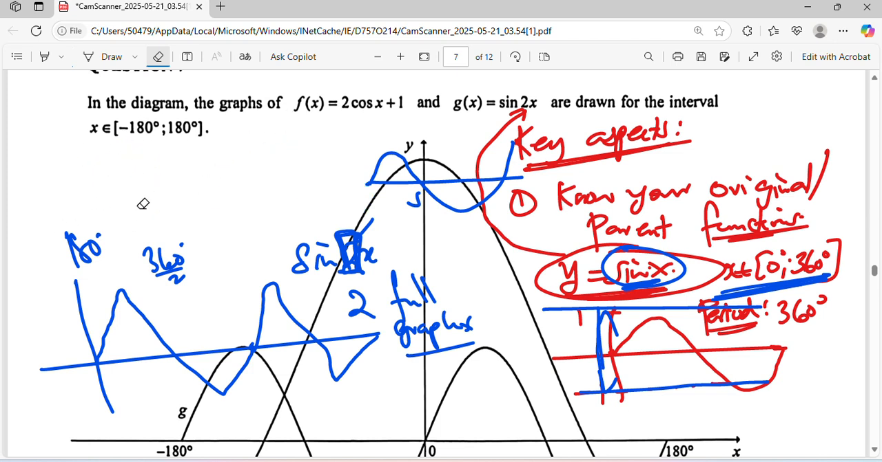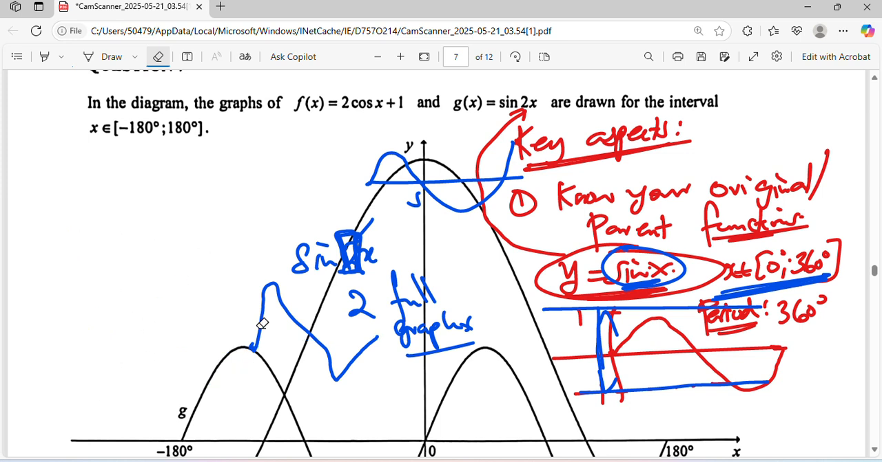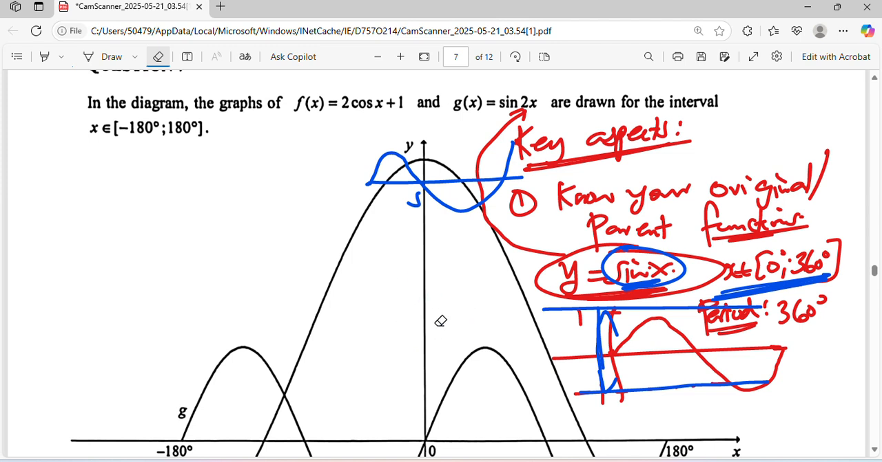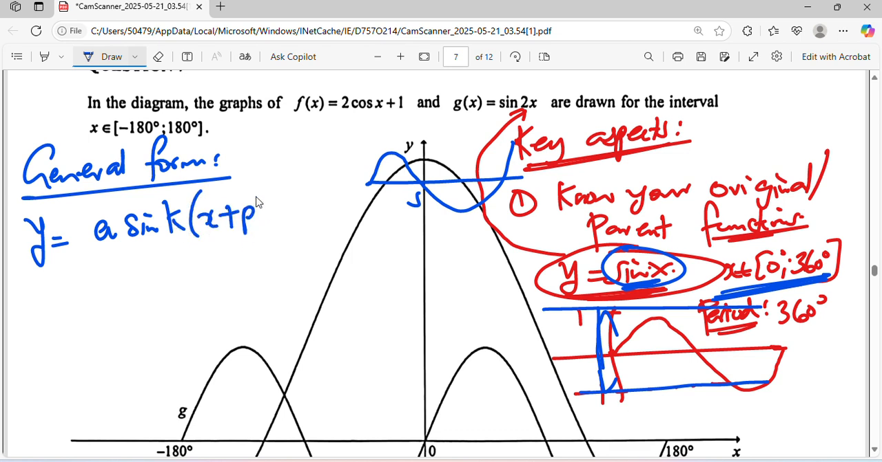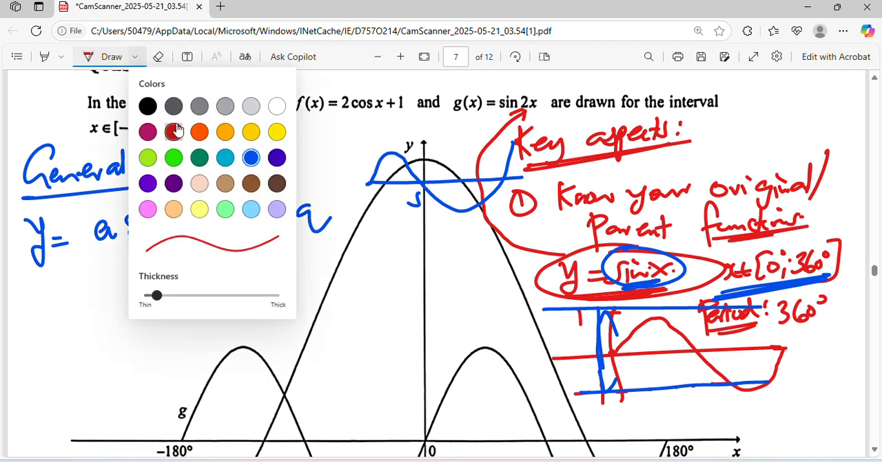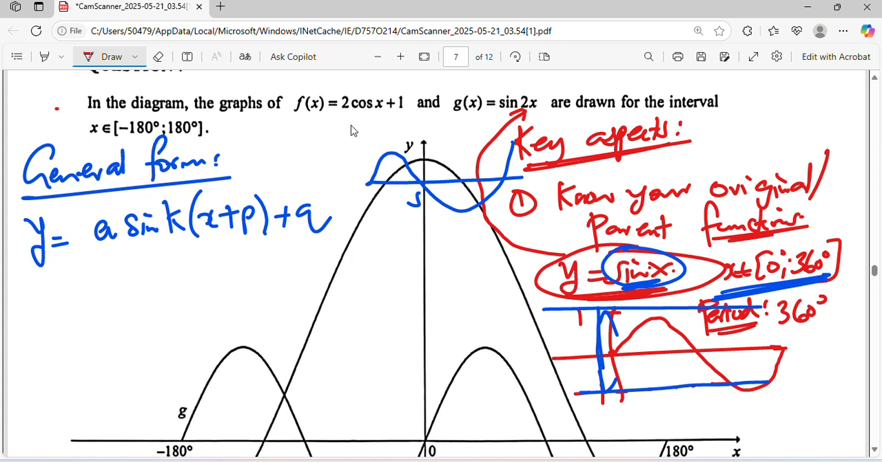Before I go to the cosine graph, let me write the format of this equation, the trig functions. The general form of the sine graph is going to be y is equals to a sine of (kx plus p) plus q. What does this mean? Let me explain each parameter so that you can spot it on the equation.